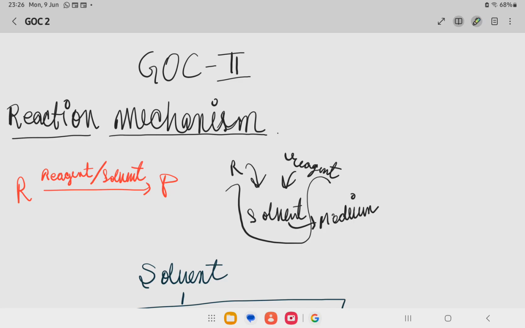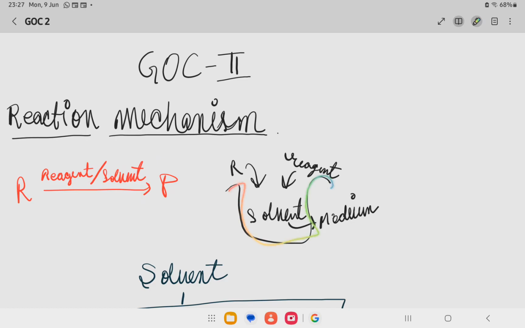We all know for a reaction to happen, we need a reactant first so that we can obtain a product. But in between, we have a reaction intermediate, meaning the in-between product of reactant and product is known as reaction intermediate. For a reaction to become a product, we need a reagent or a solvent as a medium.